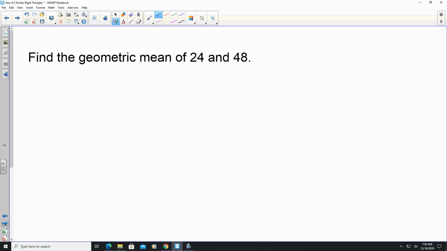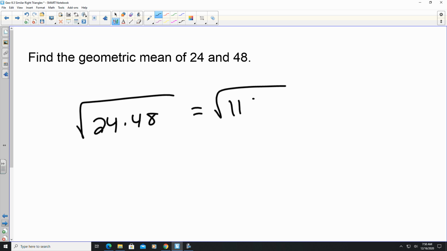So what you're going to do is just take the square root of 24 times 48. All right, so 24 times 48 is 1152. If I were to attempt to take the square root of 1152, it is not a perfect square number. So what we need to do is write this out as the product of two values where one of them is a perfect square number.